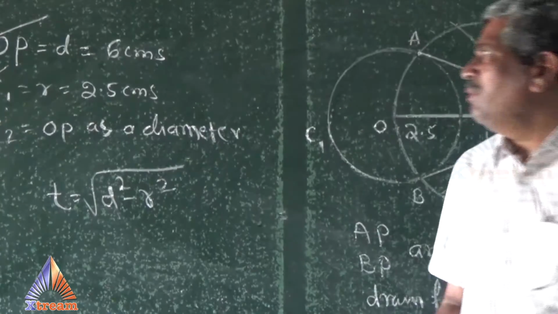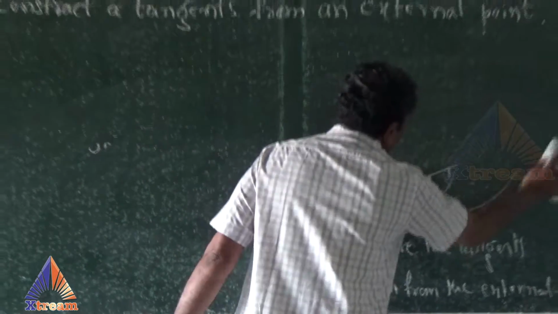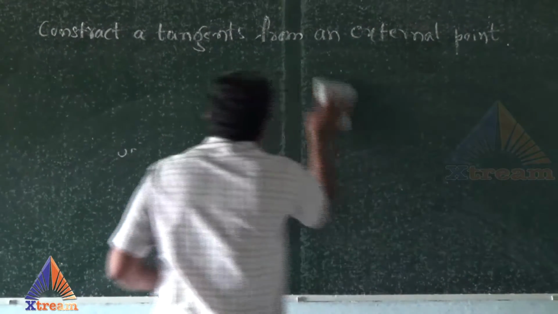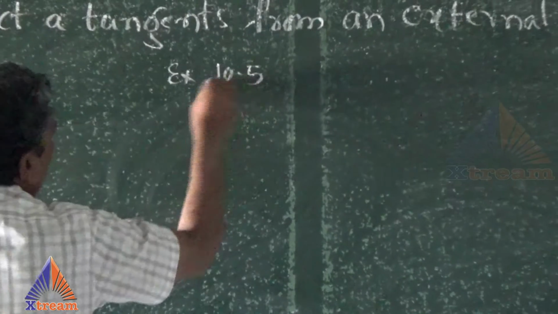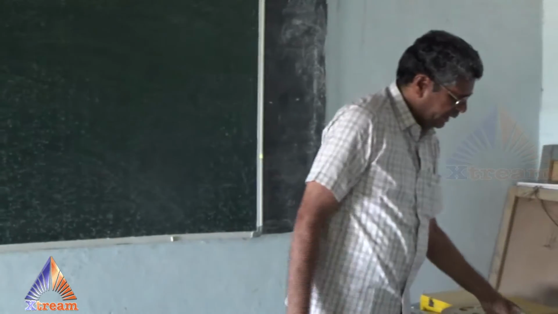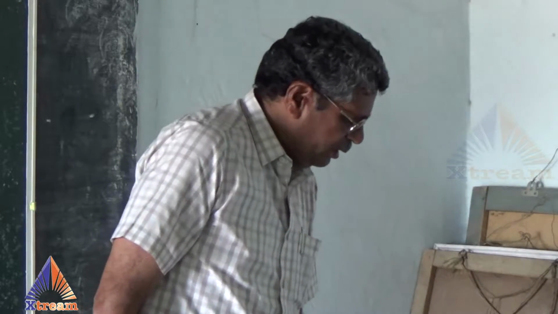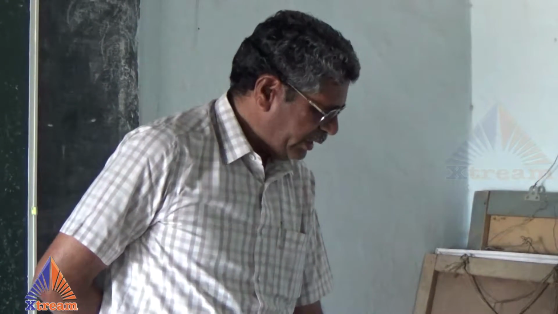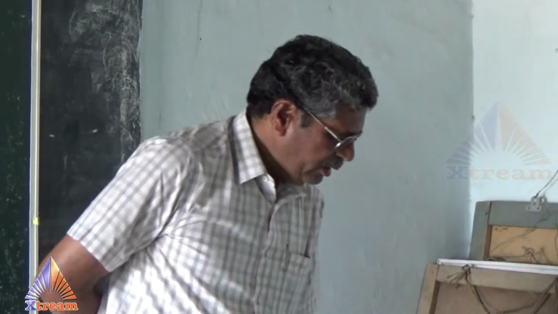Exercise 10.5. Another problem can be taken in the same way, one problem from your textbook, Exercise 10.5. Draw a circle of radius 6 cm and center O. Draw the tangents to it from an external point that is 10 cm away from the center. Measure and verify the length of the tangents.